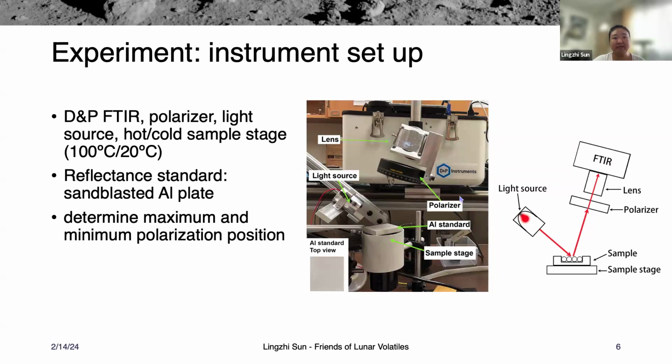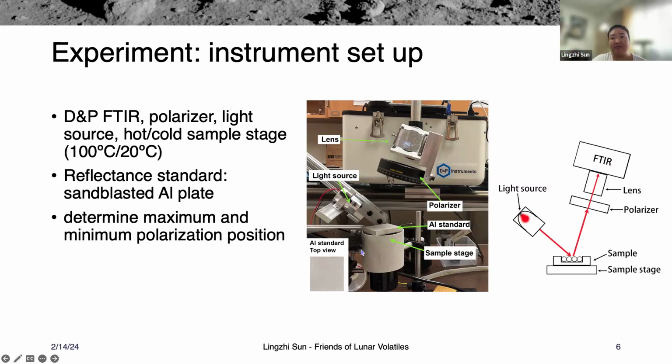Then we determined the maximum and minimum polarization positions because this is a wheel. So spin it, read the numbers on the instrument, and see when it's the maximum polarization, that's corresponding to the perpendicular polarization, and the minimum is corresponding to the parallel polarization position.